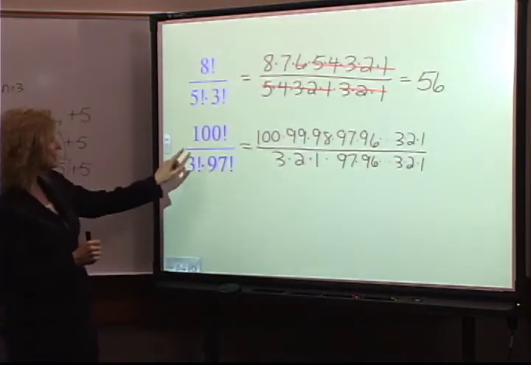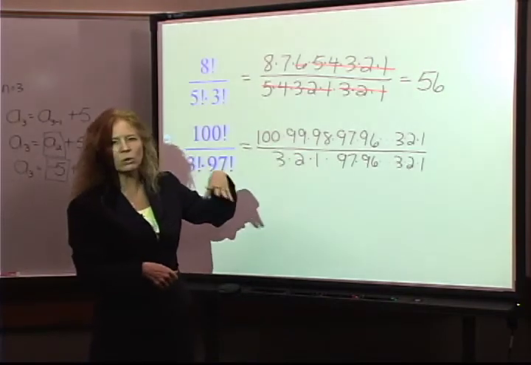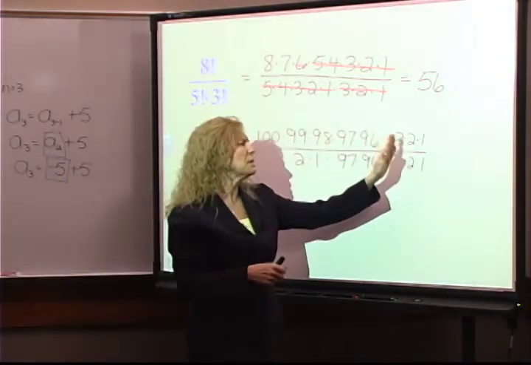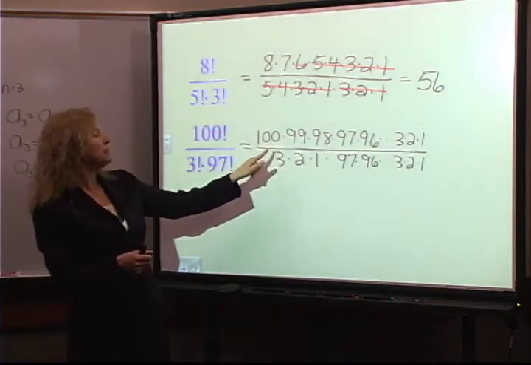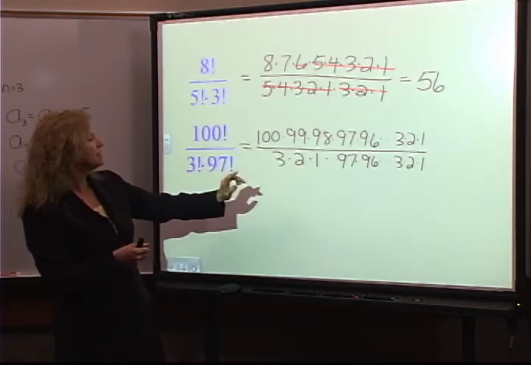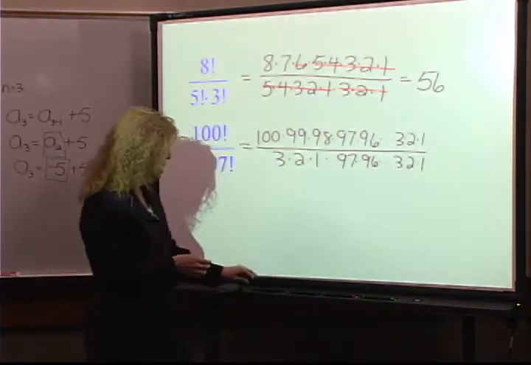Okay, now here's what I did. I started writing out the 100 times 99, 98. Oh, goodness, I'm not going to write all of those. But we know it's going to end times 3, times 2, times 1. Now, 3 factorial is simply 3 times 2 times 1. And then this 97 factorial is going to be 97, 96, 95, all the way down to 1.